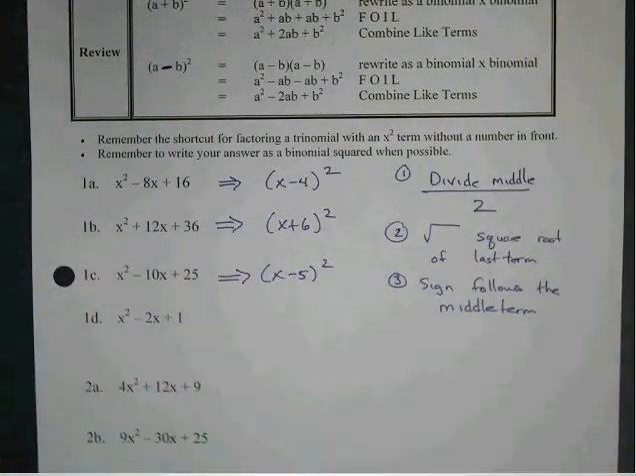For this to work, a couple things have to be true. The front number's got to be a perfect square. What's this front number? 1x squared. Is that a perfect square? 1x times 1x. The back number's got to be what? A perfect square. Is that a perfect square? 5 times 5, 25. Everybody, write down what you think the answer is to 1D.